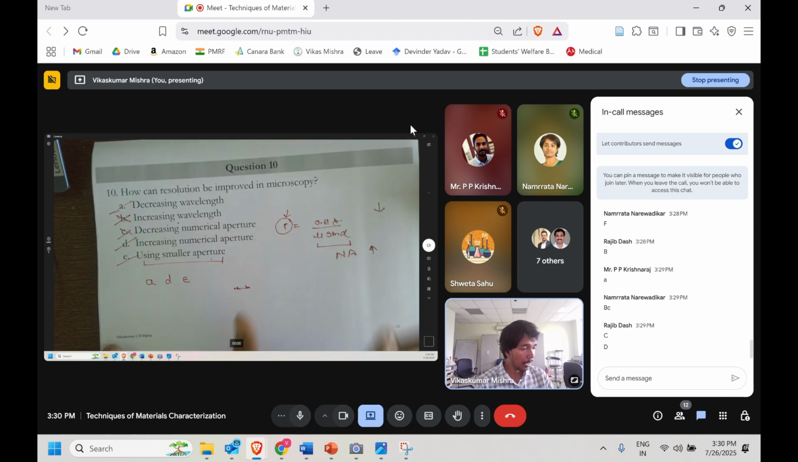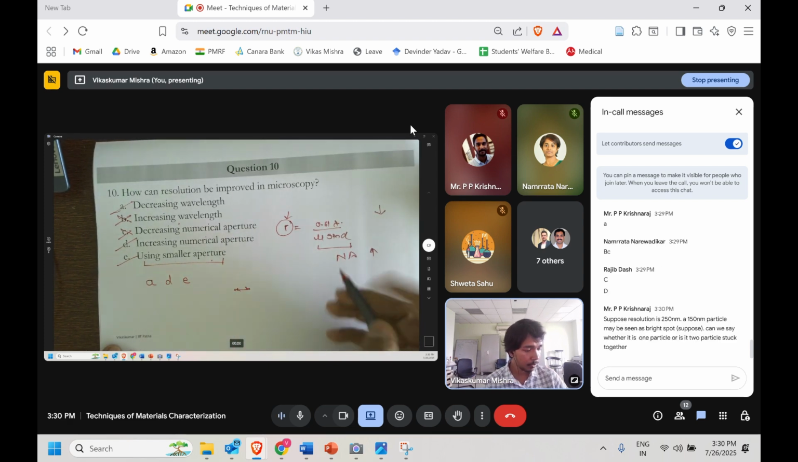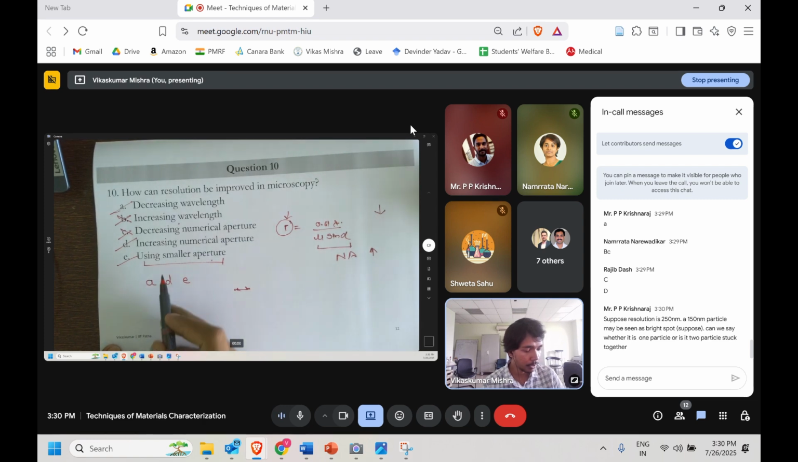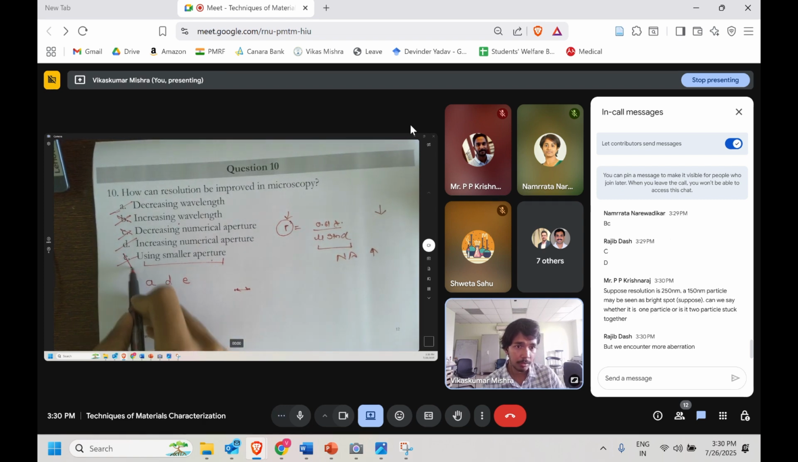Okay, guys, any doubt in this? Right, aperture should be larger. So okay, using smaller aperture, no. But we encounter more aberration.